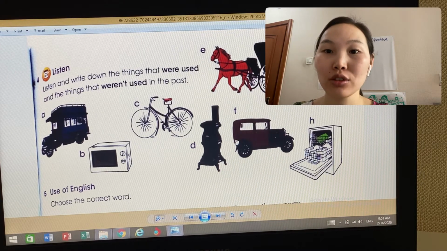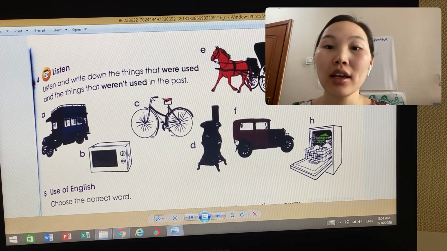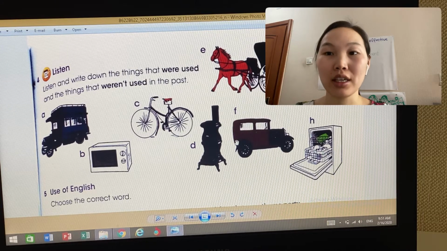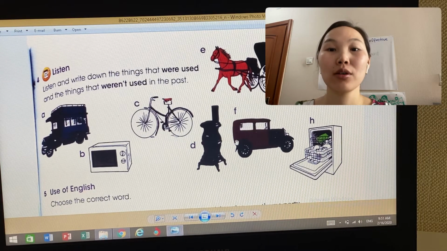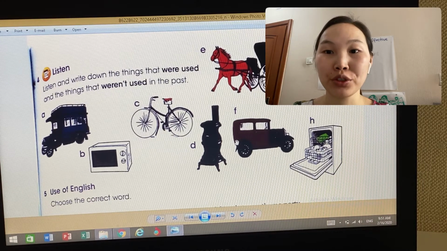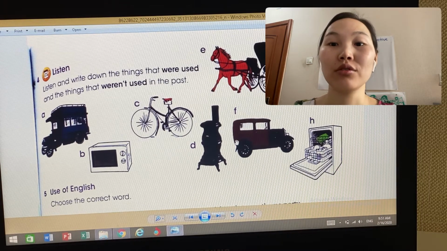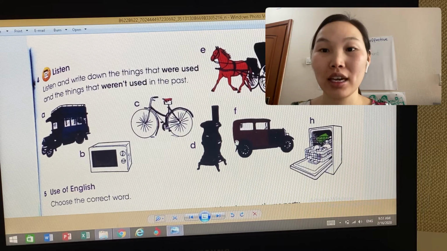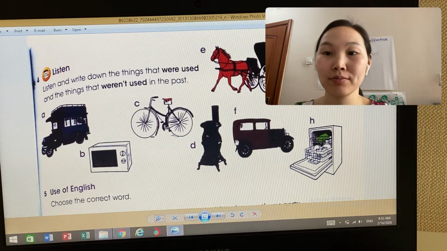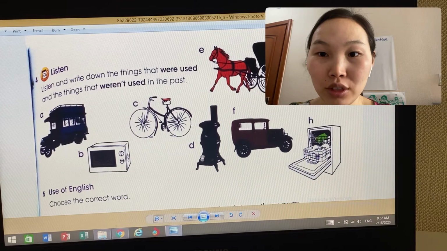So if you think they were used in the past, you write the sentence this way. Microwaves were used in the past. If you think that they were not, please write the sentence this way. Microwaves weren't used in the past. So just like this sentence, I want you to look at the 8 pictures and write down whether they were used or weren't used in the past. That's your first task. And moving on to the next one.